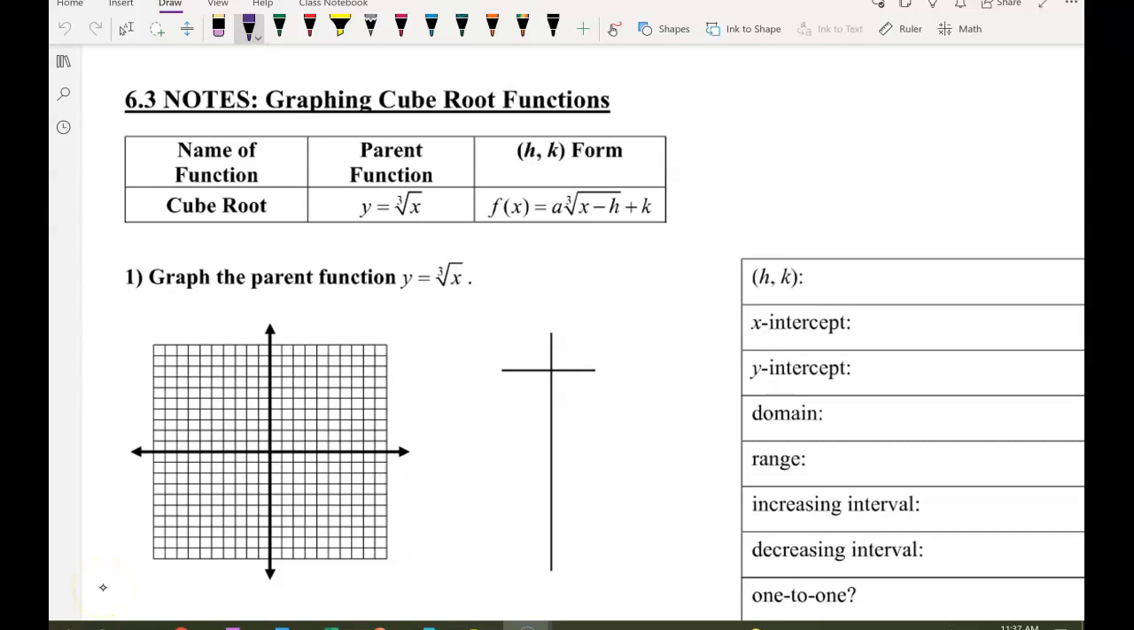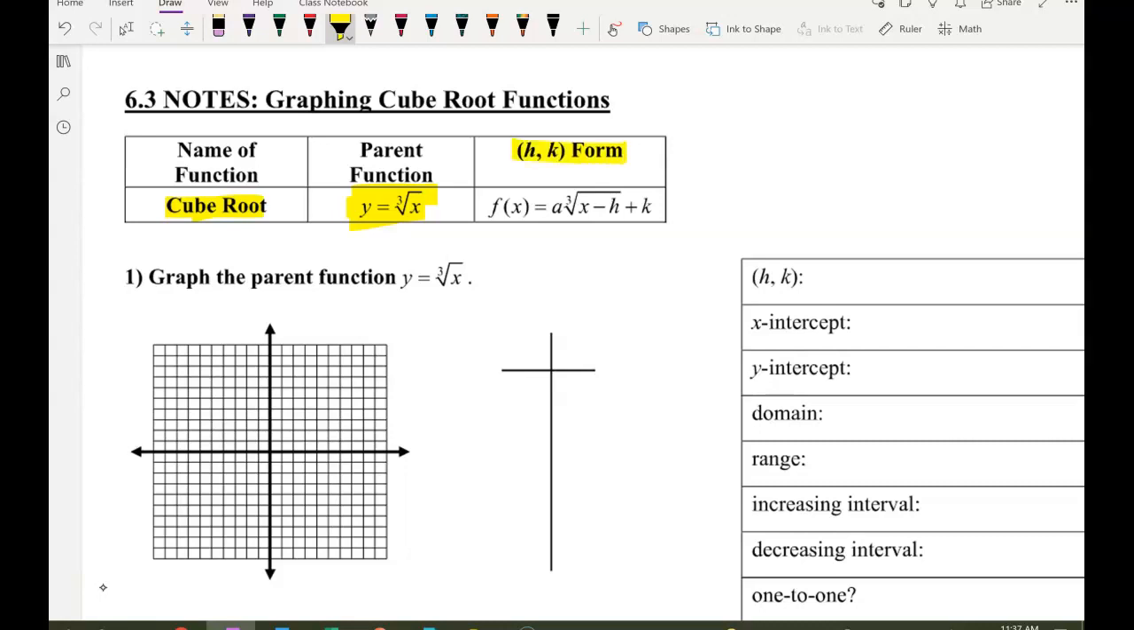This is Mrs. Tran-Bloom. I am recording 6.3 notes, graphing cube root functions. So as you can see here, the name of our function today is cube root. The parent function, remember, is always the simplest function. We are stripping away the a value, the h value, and the k value.